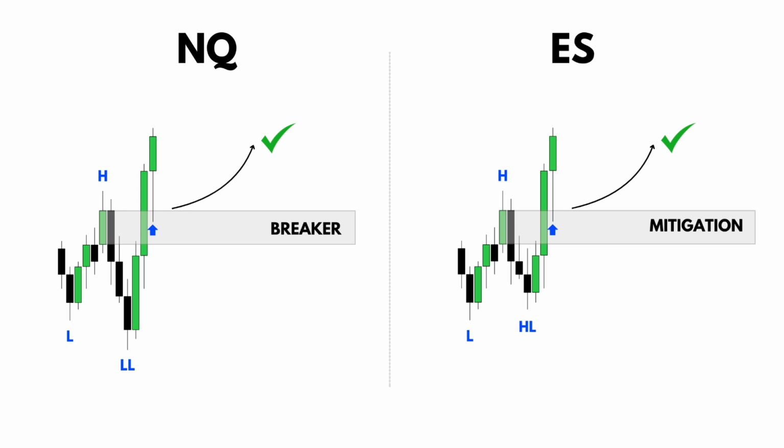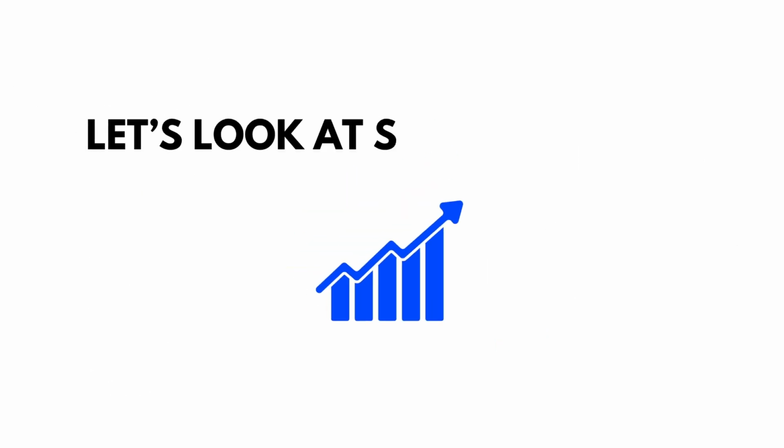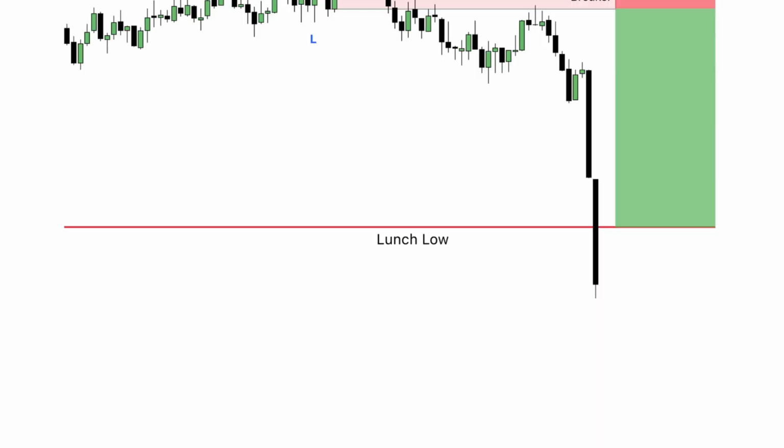So on NASDAQ, as we can see, we have a breaker block. And on ES, as we can see, we have a mitigation block. This is your Kraken correlation, or as we know it, our SMT that is so important to us. So now let's go look at some examples.